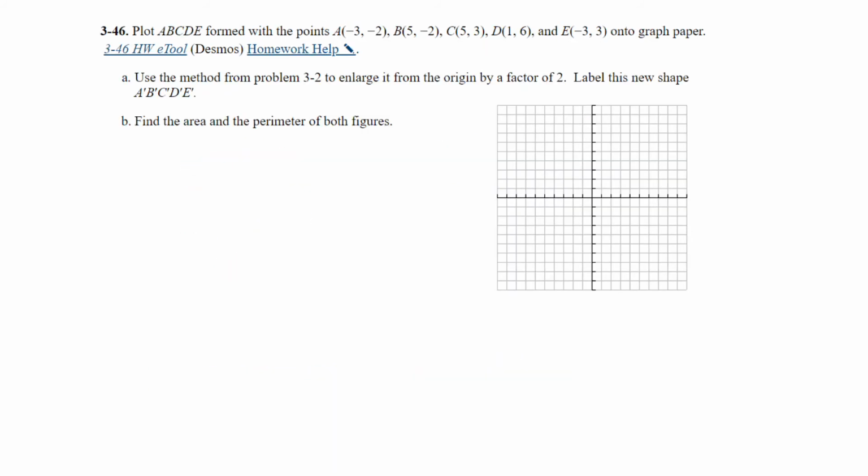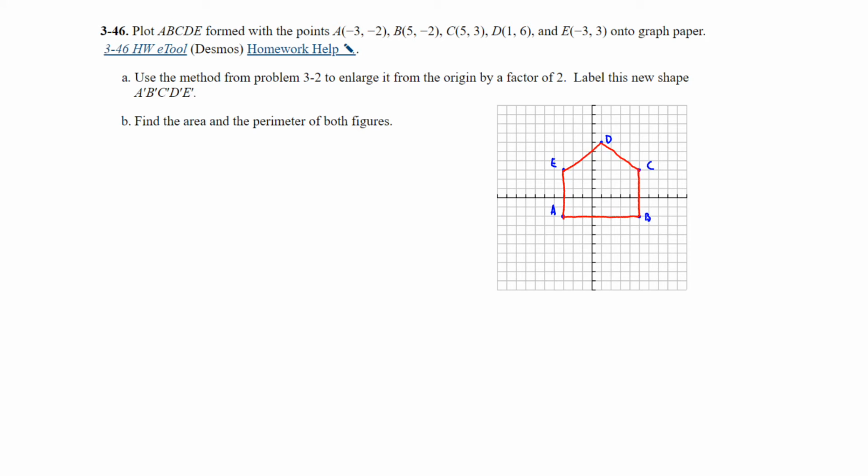Question 46, plot A, B, C, D formed with the points on there onto the graph paper. So let's go ahead and start there first. All right, now that we have plotted the points and connected them, use the method from problem 3-2 to enlarge it from the origin by a factor of 2. Label this new shape A prime, B prime, C prime, D prime, and E prime.